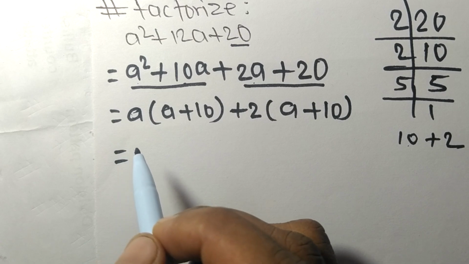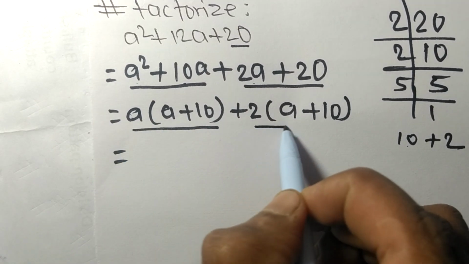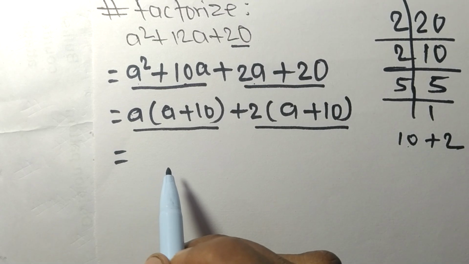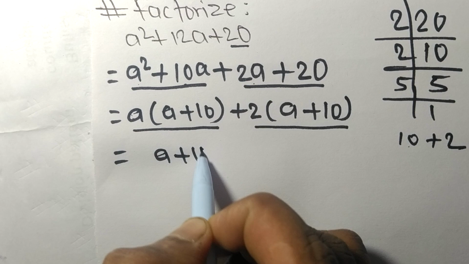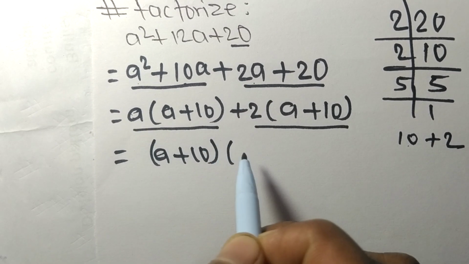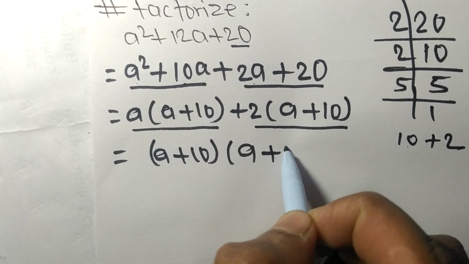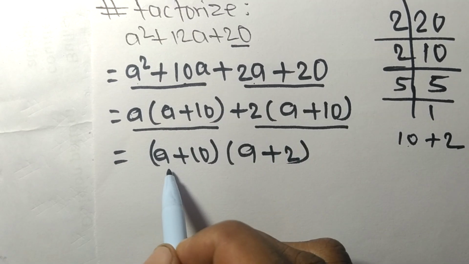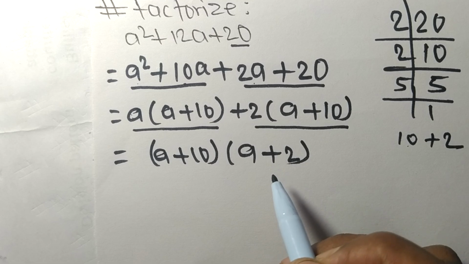So now we again find out the common in the first expression and last expression. So the common here is a plus 10. So a plus 10. Now the remaining is a in the first and plus 2 in the last. So a plus 10 and a plus 2 are the required factors.